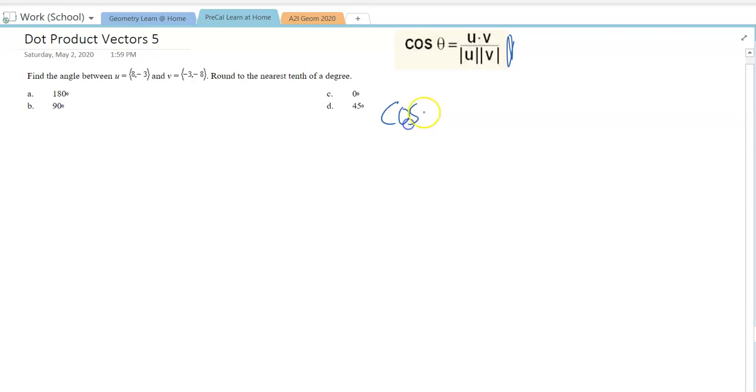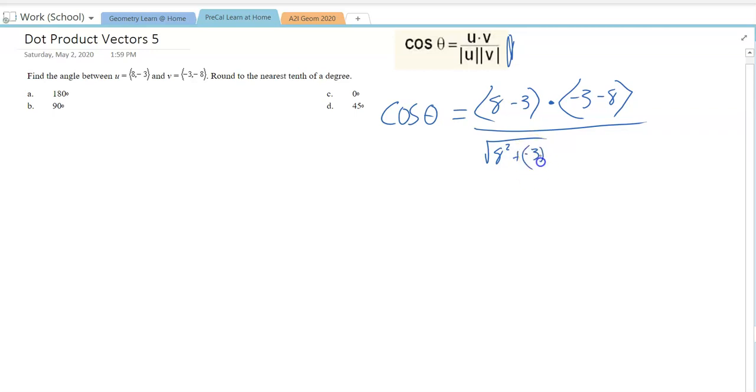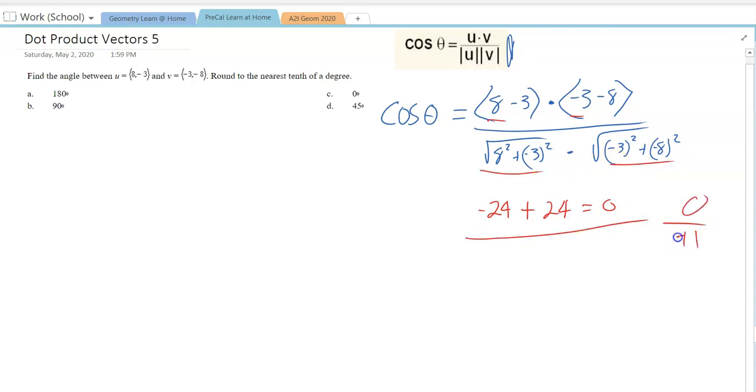So we're going to do cosine theta equals U is 8, negative 3, dot negative 3, negative 8, over the magnitude of U times magnitude of V. All right, so the dot product that we can do right here, 8 times negative 3 is negative 24, plus positive 24 equals 0 over, who cares what happens here, because what's 0 over any number?